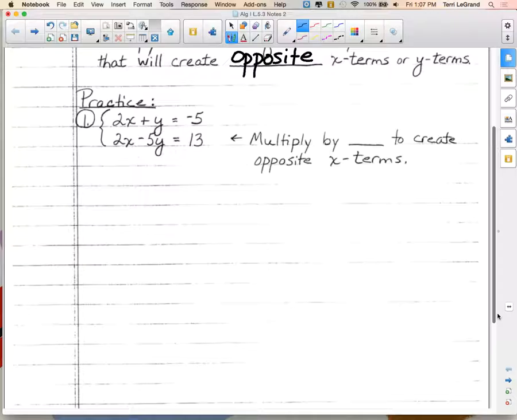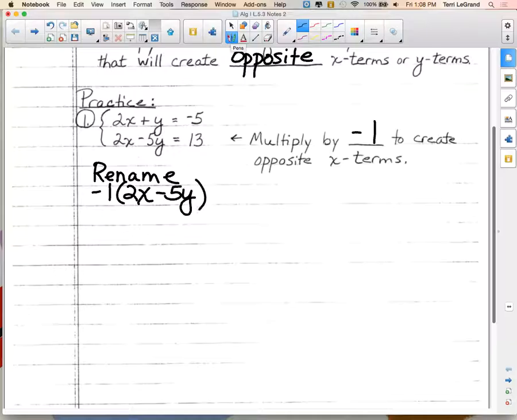So Corey, what could I do? Multiply by negative 1, because then that will take that 2x in that equation and turn it into a negative 2x, which will then be an opposite to that other one that has a positive 2x, right? So the first thing we're going to do is rename. We're going to take that negative 1, and we're going to take it times the 2x minus 5y.